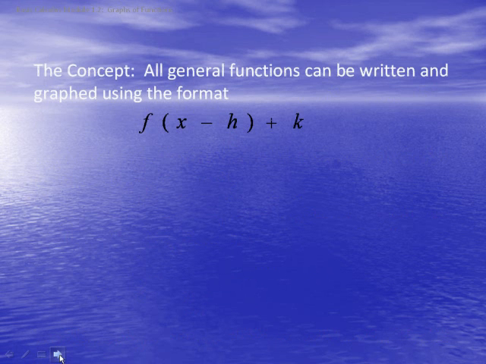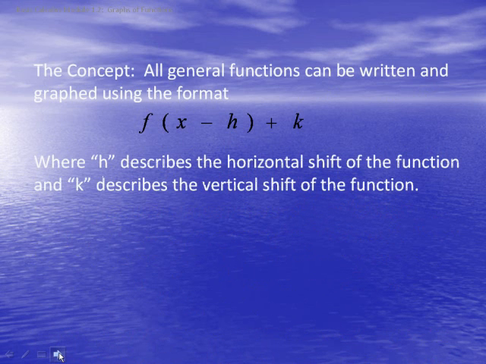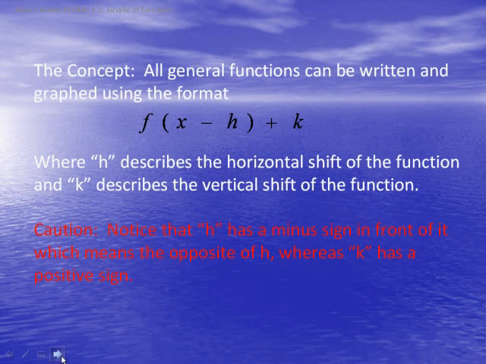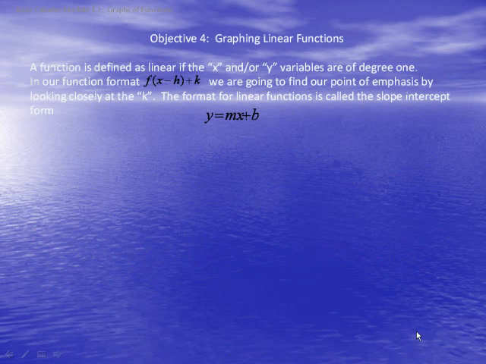The concept: all general functions can be written and graphed using the format f of x minus h plus k, where h describes the horizontal shift of the function and k describes the vertical shift of the function. Caution: notice that h has a minus sign in front of it, which means the opposite of h, whereas k has a positive sign.